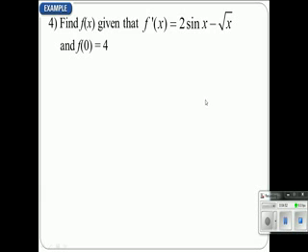All right, this is another problem where we're going to do integration, but we're also given a condition, and we're going to be able to figure out the value of that constant of integration. So what we want to do is find f of x given the derivative. So we want to integrate the derivative, and we'll find f of x.